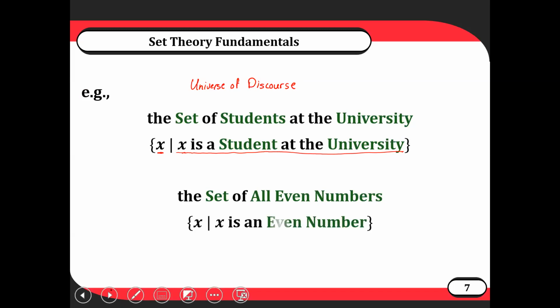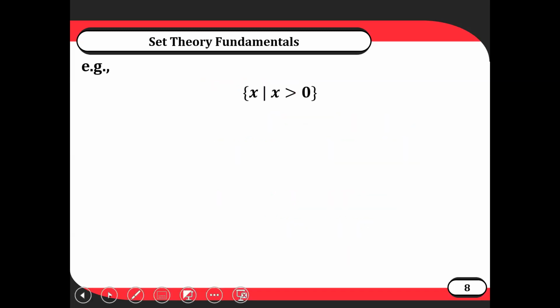So for the set of all even numbers, we could say all X such that X is an even number, or we can say X modulo 2 is 0. Yeah, this is sort of incomplete. So here are some other sets, all the positive numbers. Depending on our universe of discourse here, if X is in the integers, then this is basically how you would find the natural numbers.